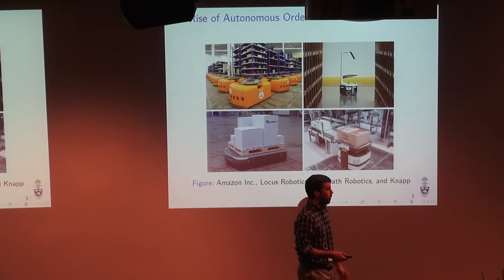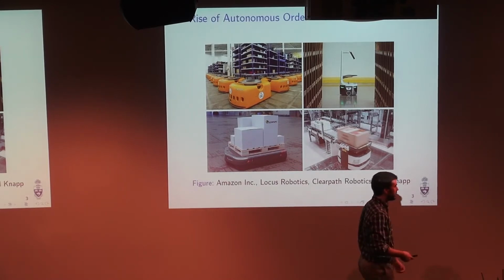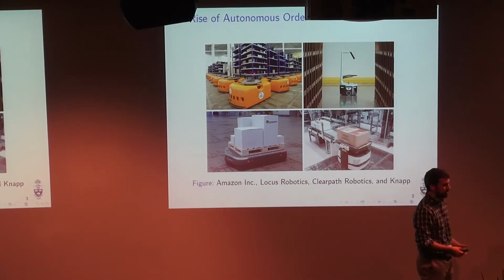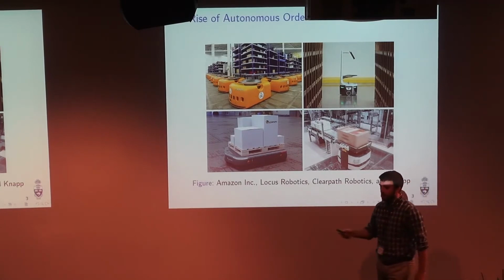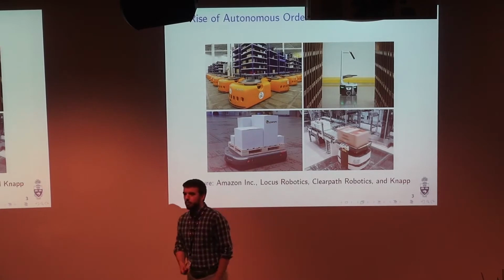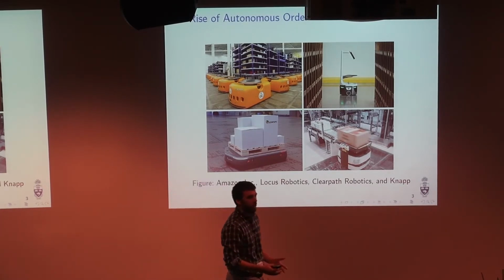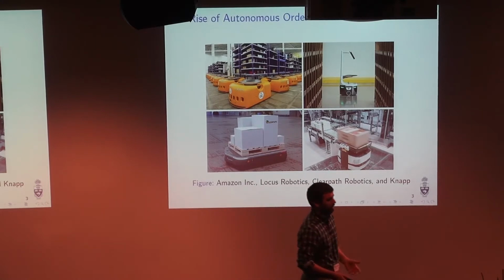To the right, we have a new company called Locus Robotics. In the bottom left, we have a Canadian-owned and operated company called ClearPath Robotics that is coming up with their own autonomous material handling system. And then in the bottom right, there's another company called NAP Robotics. So essentially, the point I'm trying to make here is that autonomous order fulfillment is actually paving the way for mobile robotics in other applications.